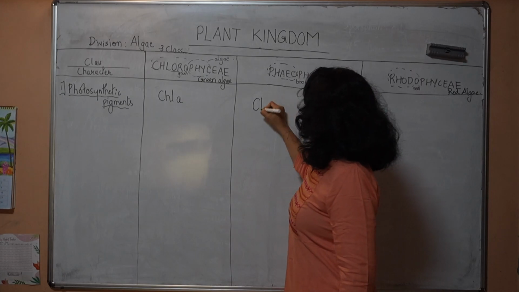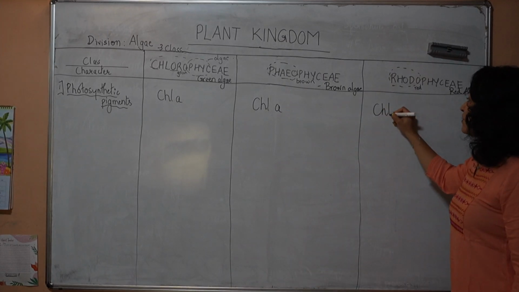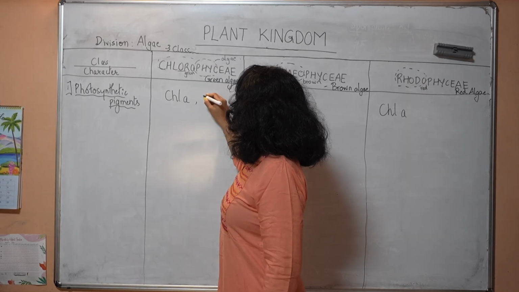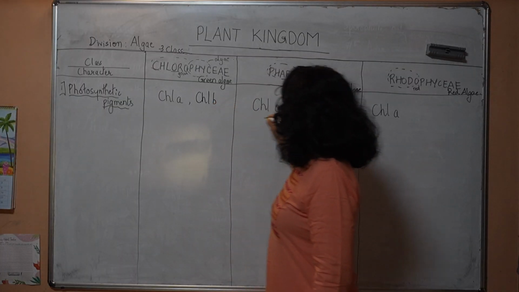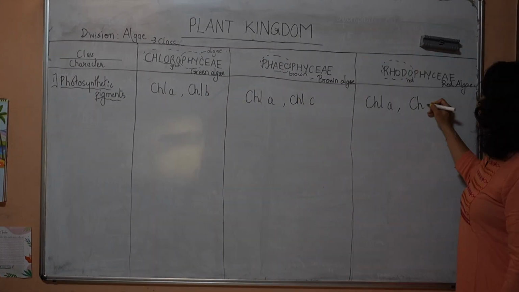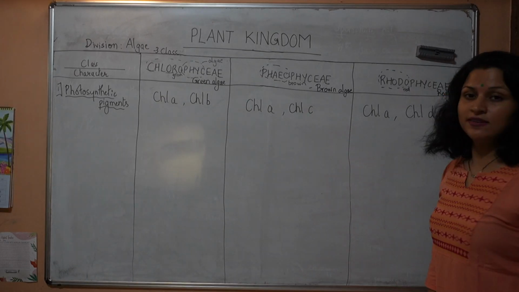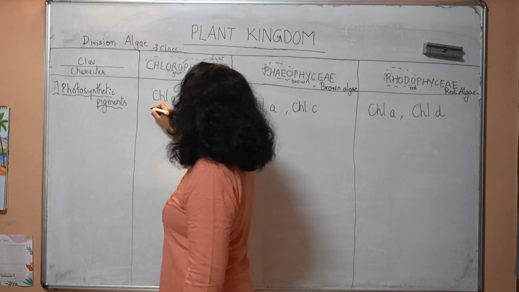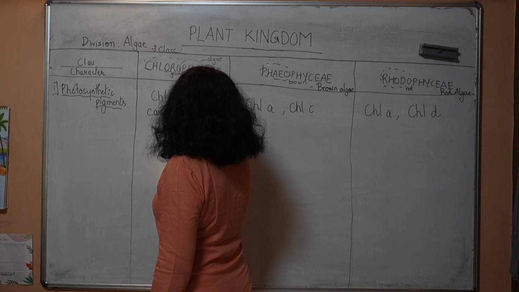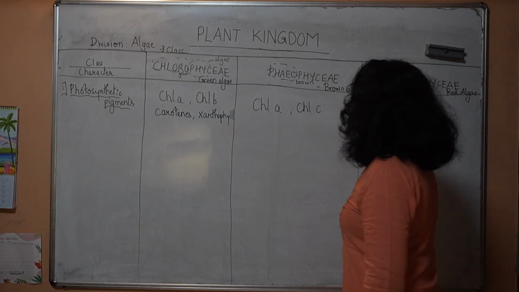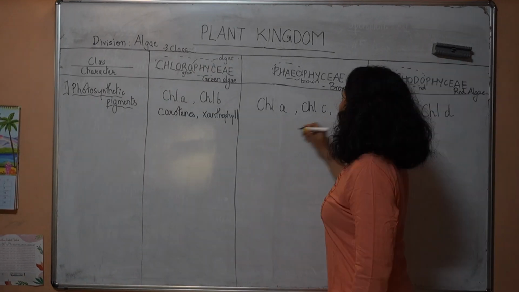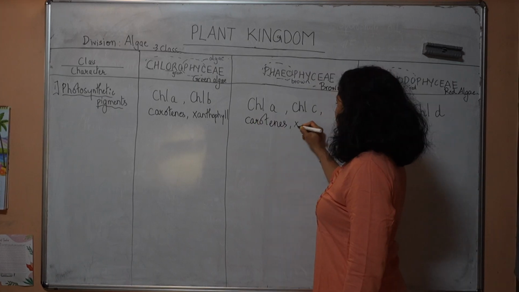Chlorophyll A is present in all of them. Other than that, in green algae they have chlorophyll B, in brown algae chlorophyll C, and in red algae chlorophyll D. So: A, B; A, C; A, D. Other than these pigments, green algae have carotenes and xanthophyll. In brown algae they have chlorophyll A, chlorophyll C. They also have carotenes and xanthophylls.